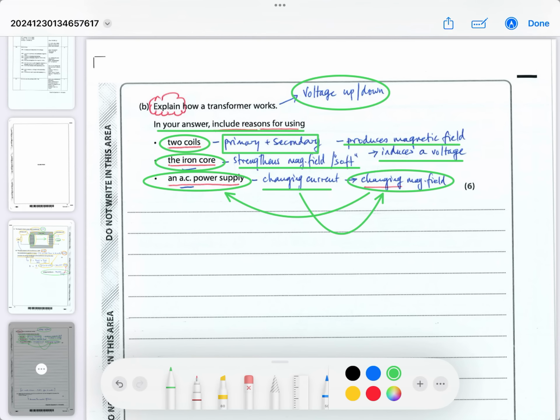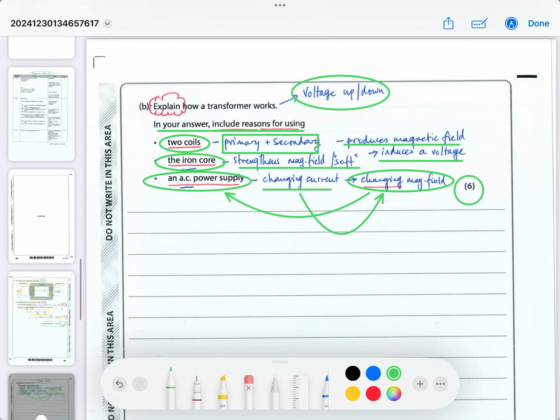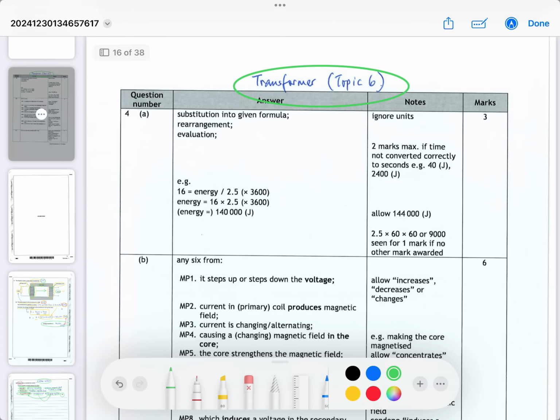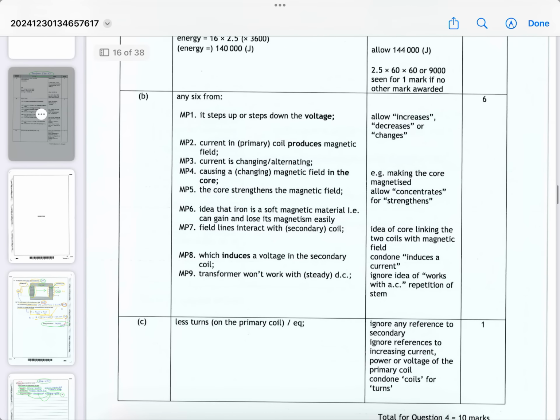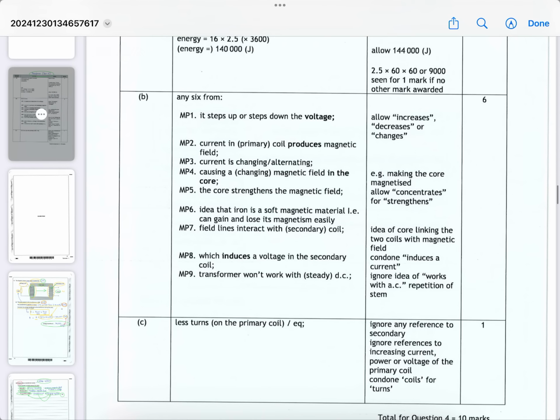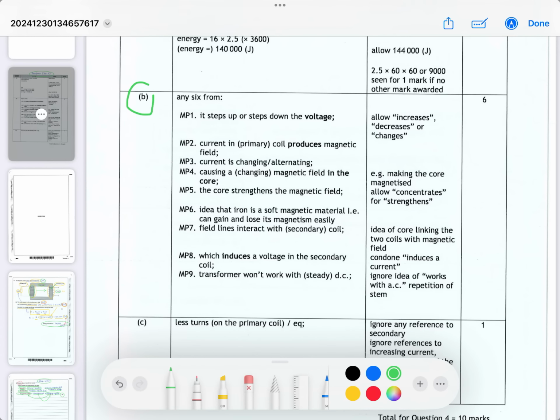Now you've got to break it down to get 6 marks for yourself. Okay? All right. So let's have a look at the mark scheme. What are they actually giving you marks for? So we're looking at part B. They're saying they will give you the 6 marks from any of these points. So a transformer can either step up or step down the voltage. I mentioned that.